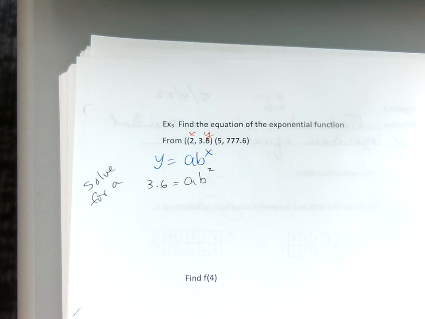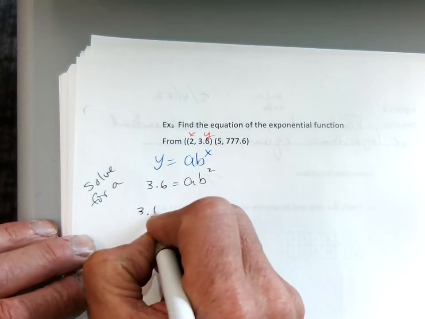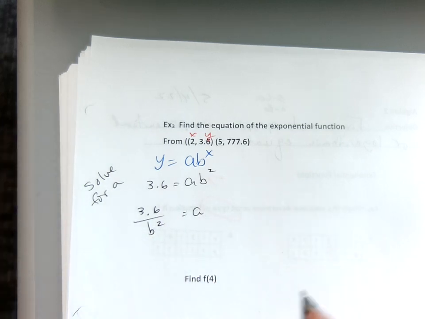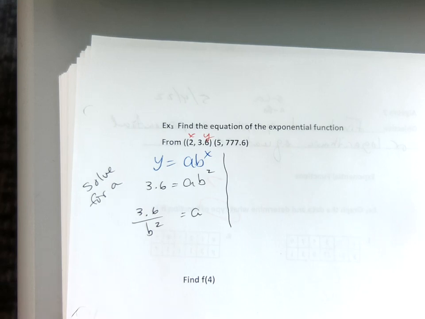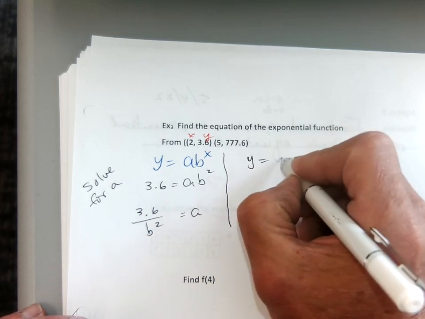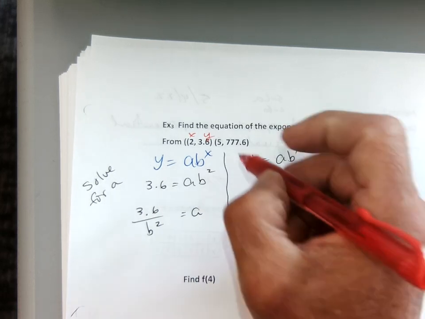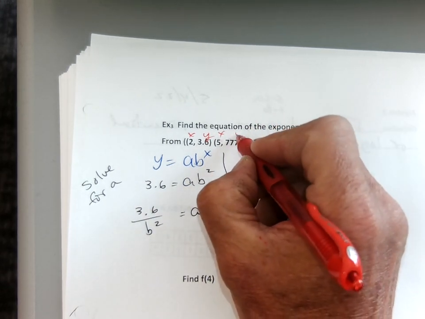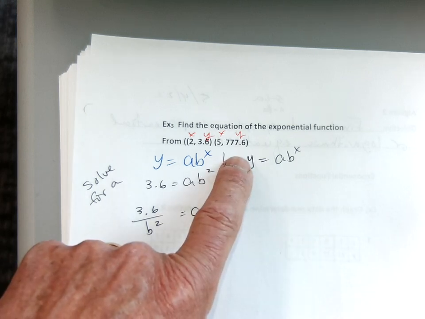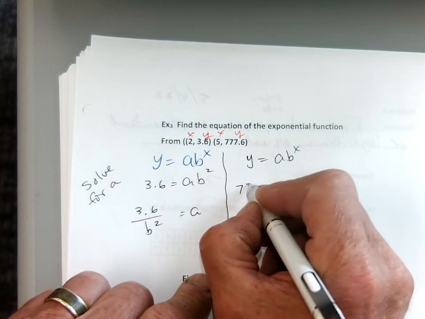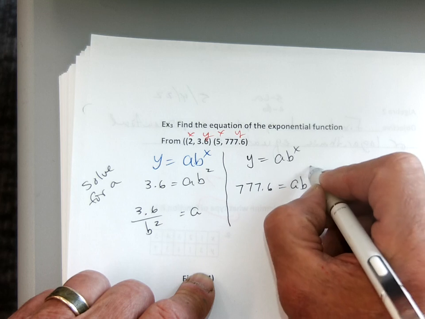If I solve for a, I would divide by b squared. And so I'd have a is equal to 3.6 over b squared, right? So I need a second equation to substitute into. So again, I'll do my y equals ab to the x. And I'll use my other point, my 5 and my 777.6. I'll put the 777.6 in for the y value, and I'll put the 5 in for the x value, okay?